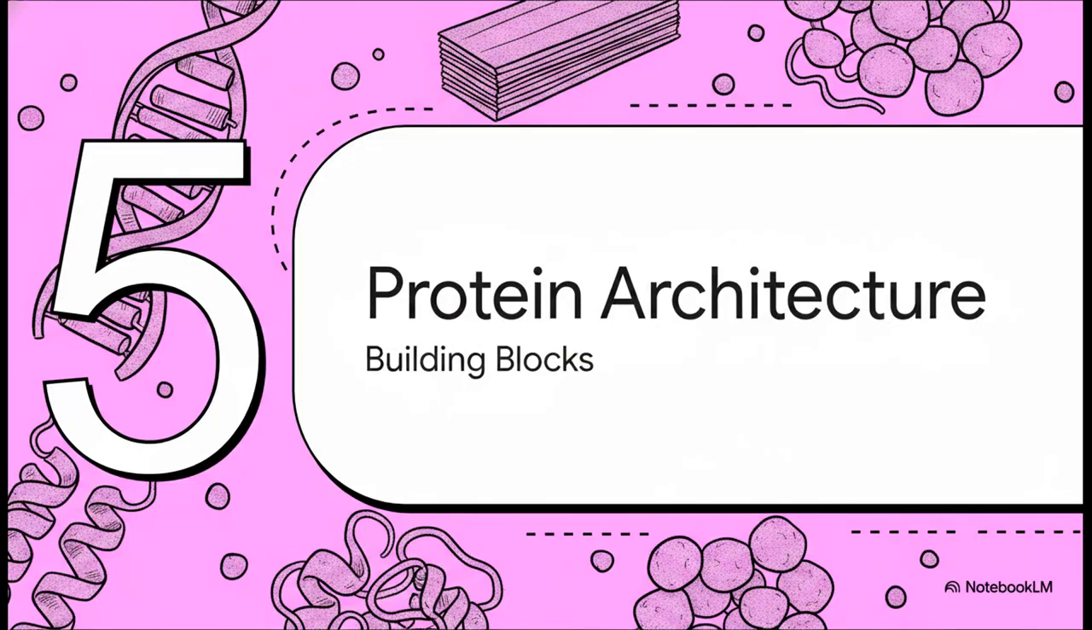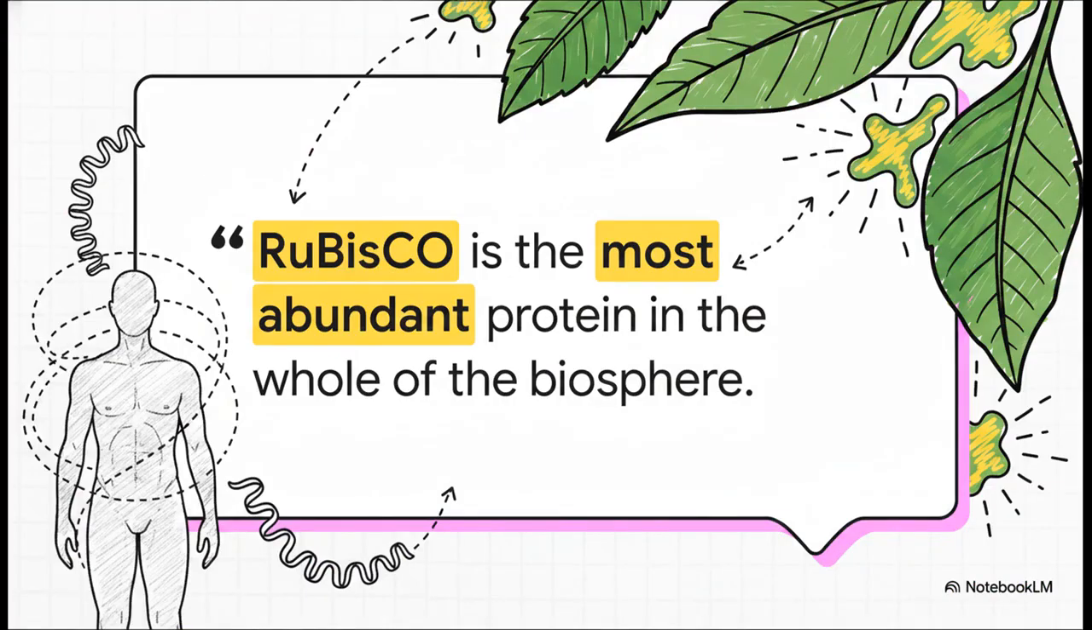That takes us right into part 5, the architecture of proteins. We know proteins make up a huge chunk of our solid mass. To give you a real sense of scale here, collagen is the most abundant protein in the animal world, physically holding your body together. But the absolute king? That's rubisco. It's a plant protein essential for photosynthesis, and it is, without a doubt, the most abundant protein on planet Earth.